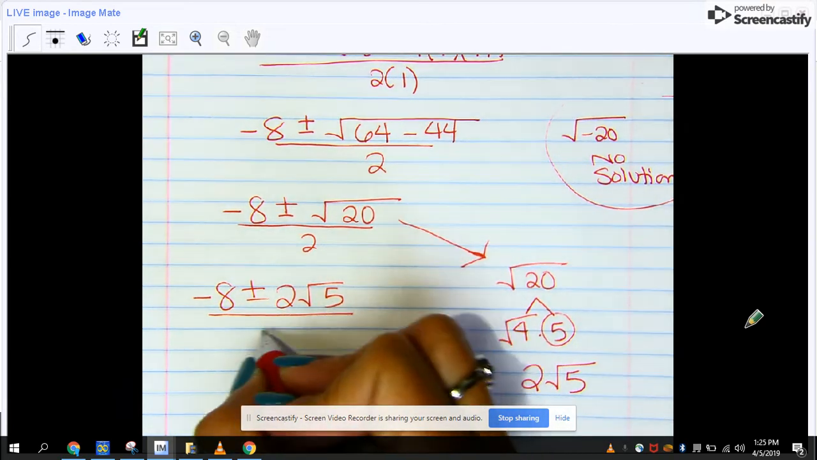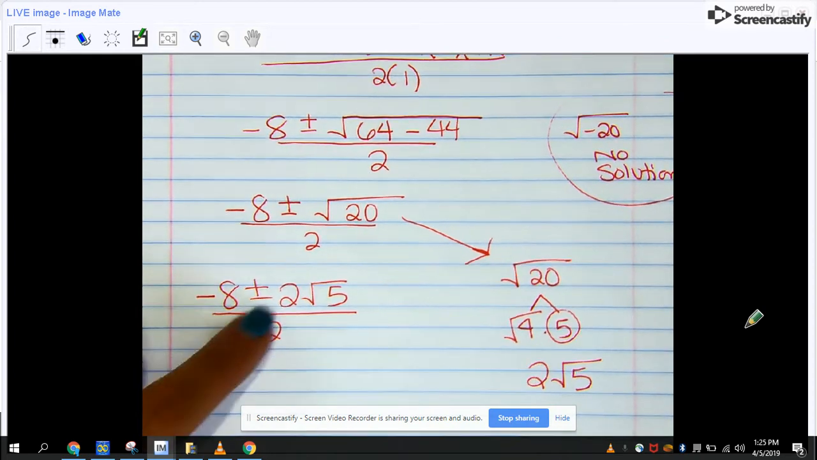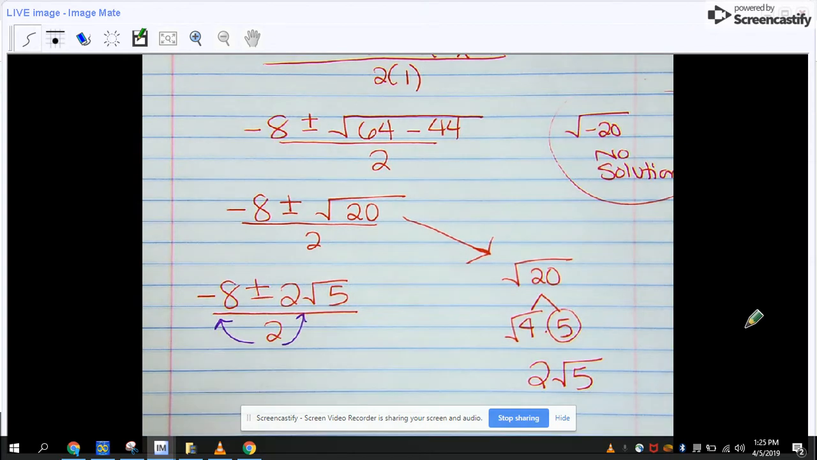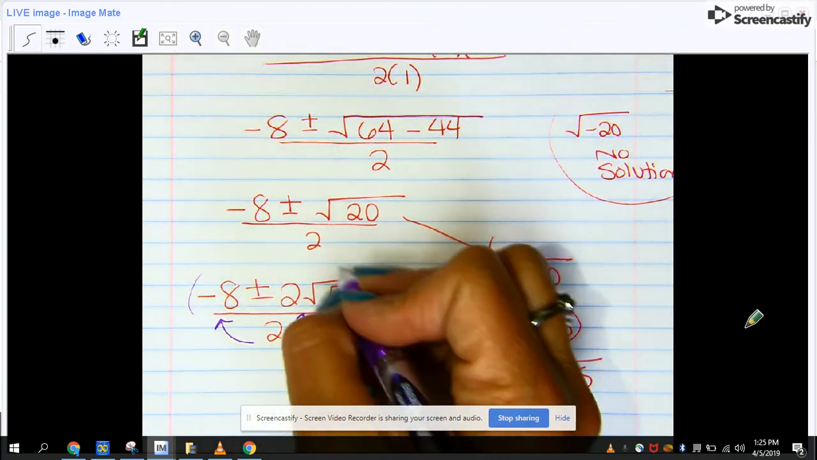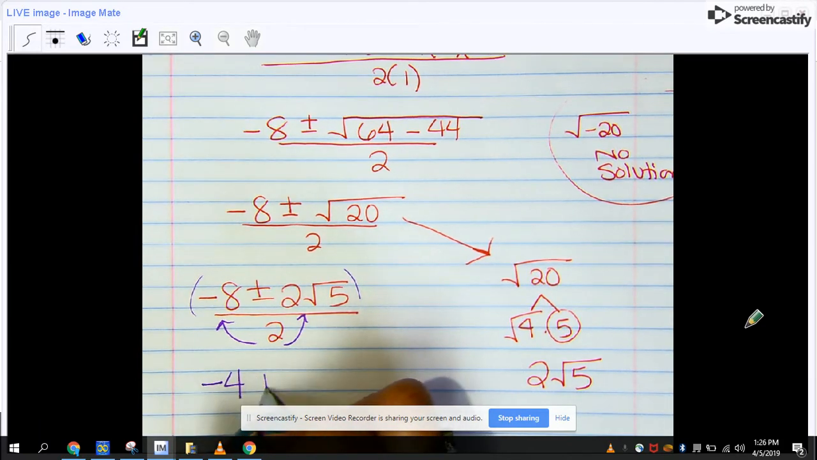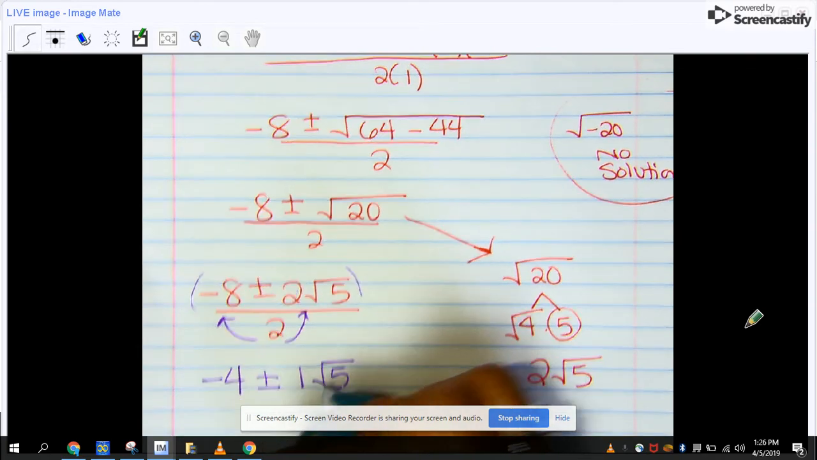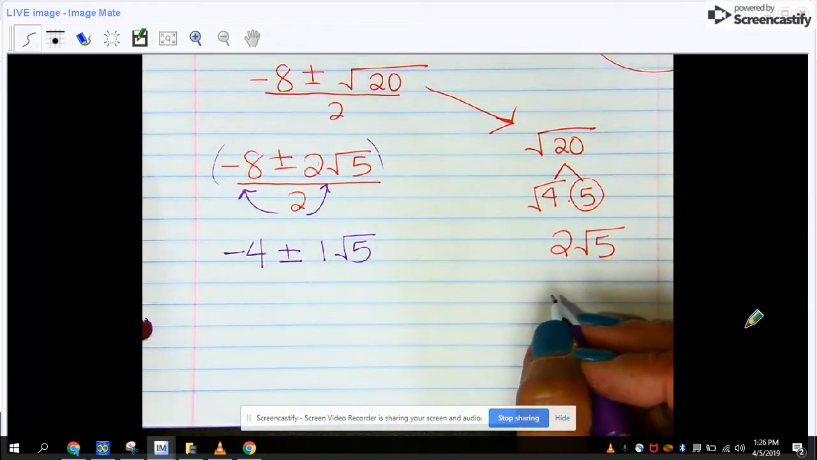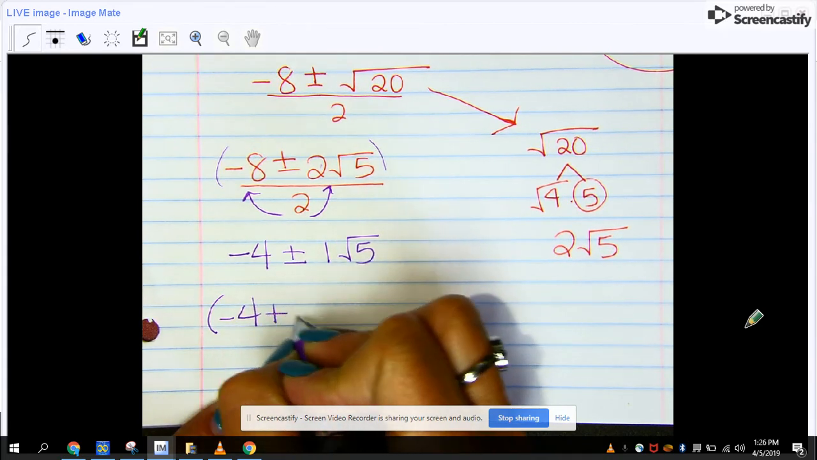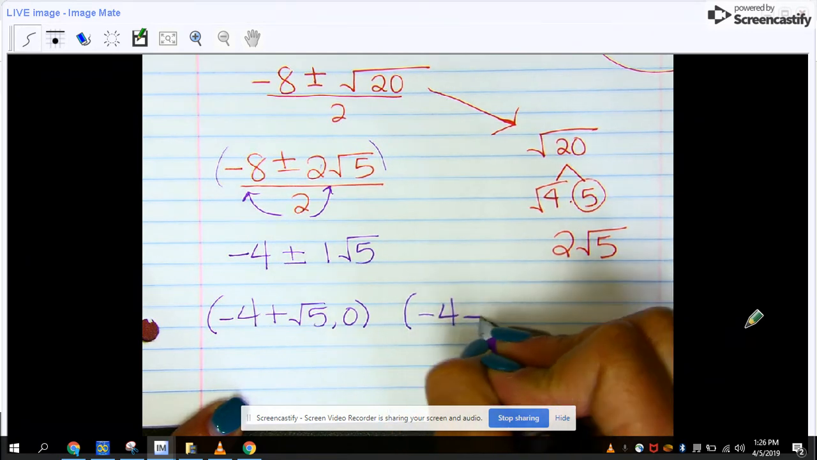So when you divide it all over 2, the 2 can go into 8 and 2. You cannot simplify it with just the 8 and not the 2. It has to go to both pieces. Like this is a whole top. So 2 goes into negative 8, negative 4 times. 2 goes into 2 one time. You can write 1 if you want. Square root of 5. That's our answer. We need to write it as a coordinate. So it's negative 4 plus the square root of 5, comma 0. And then negative 4 minus the square root of 5, comma 0.